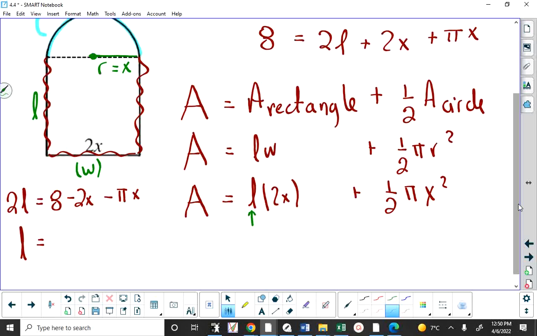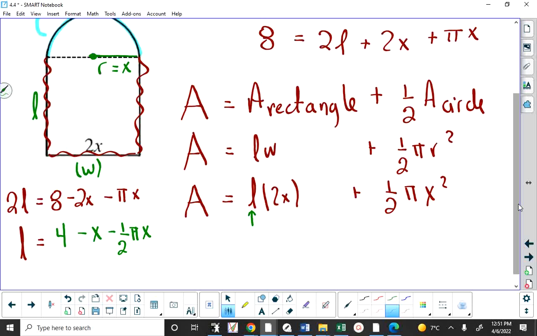And then, I hope it's obvious, you're going to want to multiply the stuff through so that you can differentiate it. For that reason, I don't think we should just write 8 minus 2x minus pi x all over 2. I think we should take 8 over 2 and 2x over 2 and pi x over 2. I think this is the best way to look at half of that expression.